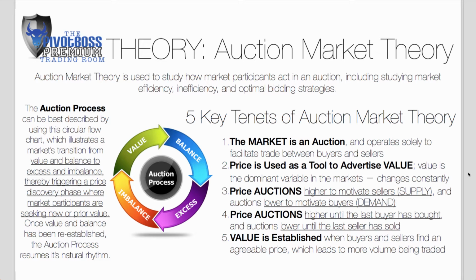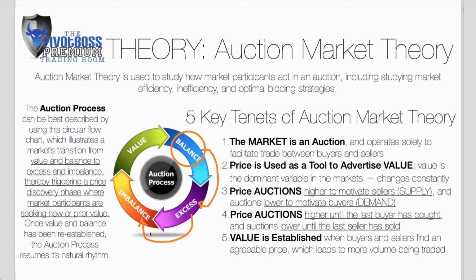So when we're breaking this down with auction process, the auction process can be described by this circular flow chart, right? And this circular flow chart basically has auction process here. Here is balance. And whenever you have balance, that's fair trade among buyers and sellers, right? Fair trade. You have a balanced market. Well, eventually, from balance, you get expansion. Expansion is caused by excess. Excess supply or demand leads to expansion. Once you're in an expansion phase, that's a price discovery phase. A price discovery phase is an imbalance phase.